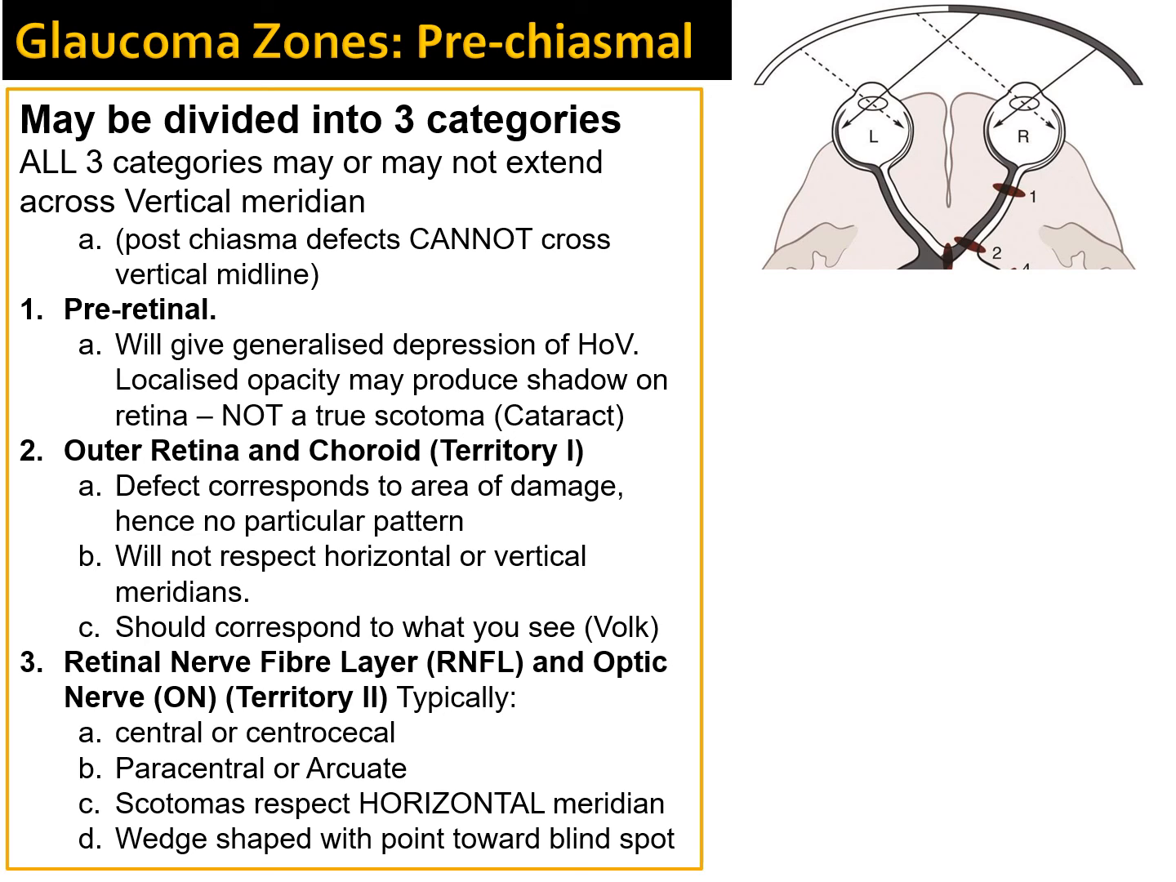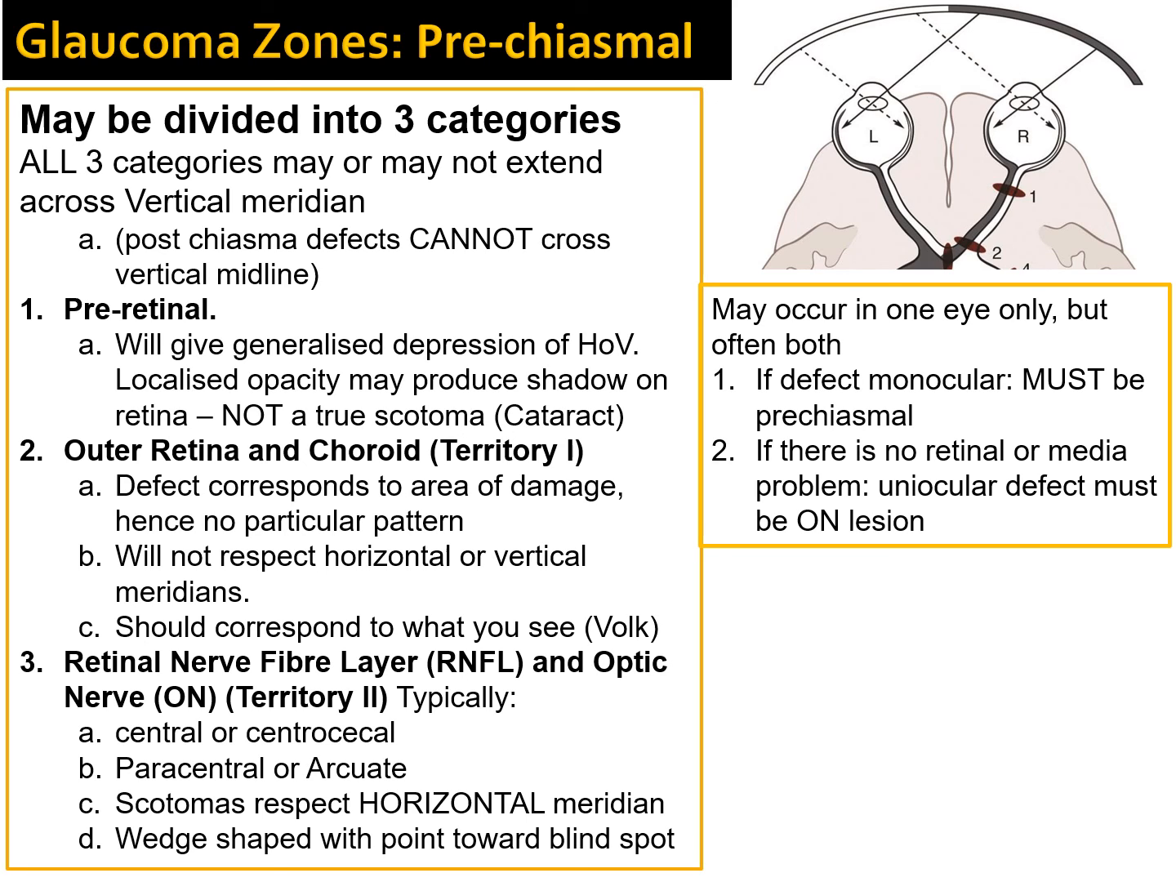Then there's the retinal nerve fiber layer and optic nerve, that's territory 2, and they could be typically central or centrocecal, paracentral, arcuate, and they will respect the horizontal meridian, and wedge-shaped ones will point towards the blind spot. So they may occur in one or both eyes. If the defect is monocular, it must be prechiasmal. If there's no retinal or media problems, a uniocular defect must be an optic nerve lesion.